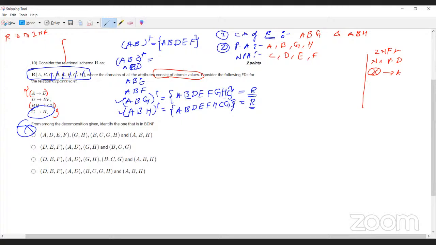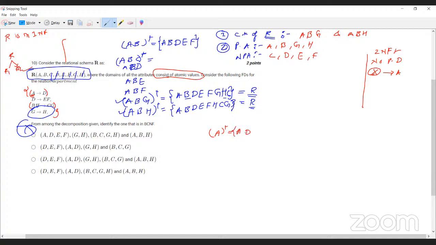So in order to make this relation R into 2NF, we need to decompose it and remove this partial dependency. How to remove it? By decomposing this relation R into R1 and say R2. But how to select which attributes will go to R1 and which to R2? For that we need to remove this functional dependency. So I will take the left hand side of this functional dependency, and I will take the closure of that.